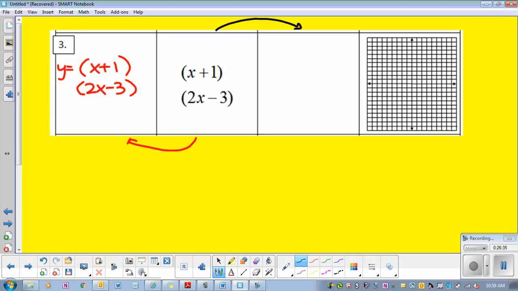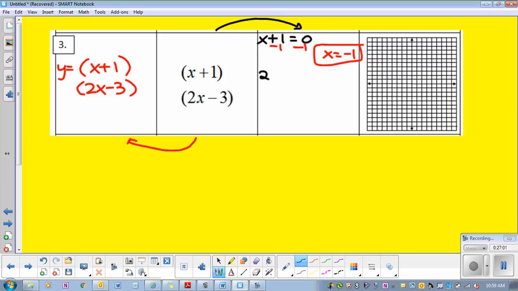Okay? Because x plus 1 equals 0, right? When you're giving me the zeros, you're solving for x. So what should I do? You want to get x all by itself. Subtract the 1. So x equals -1. That's one of them.